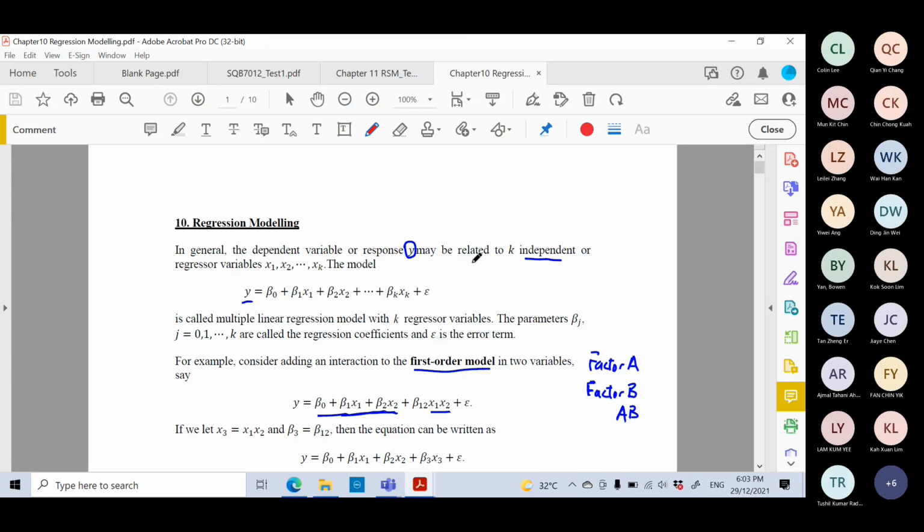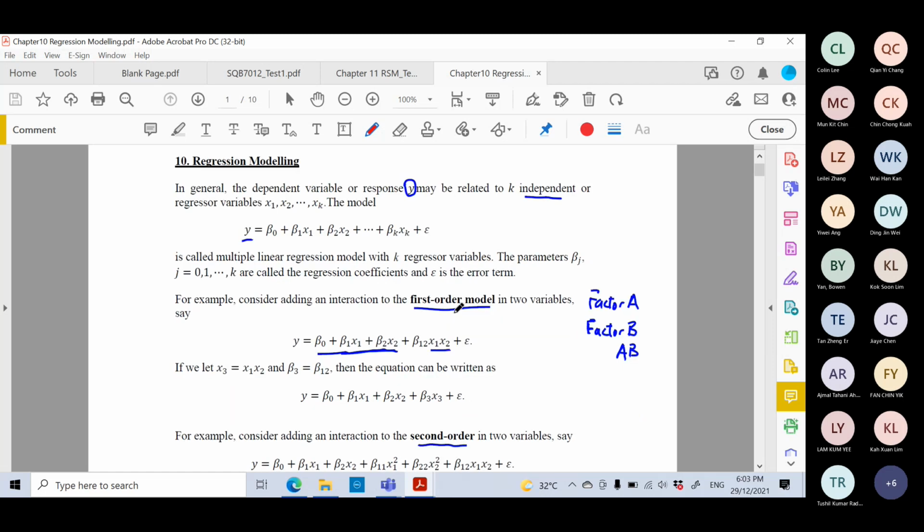The week before the holiday, or after the holiday, we discussed regression modeling. I mentioned that these are the linear models we have considered. Of course, the linear models consist of error terms, and these error terms are assumed to follow a certain distribution. This is a linear model, which I call a first order model.